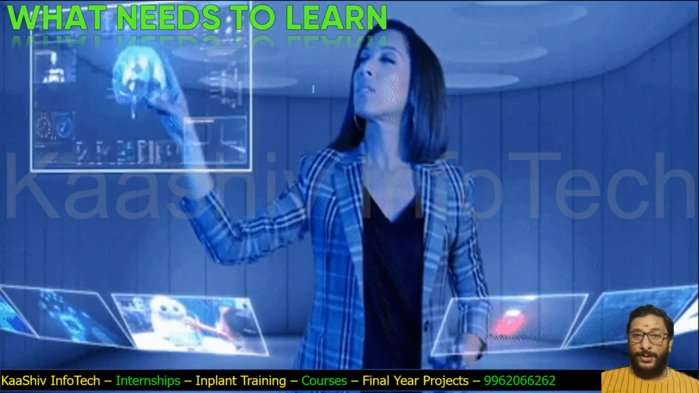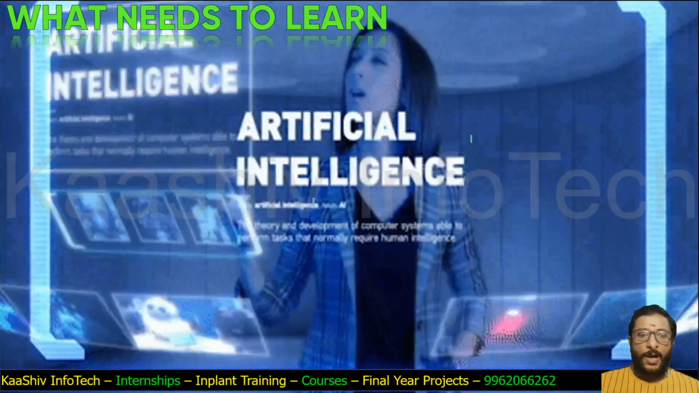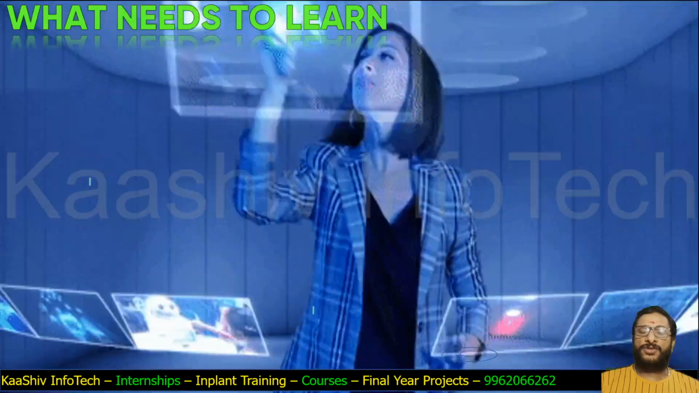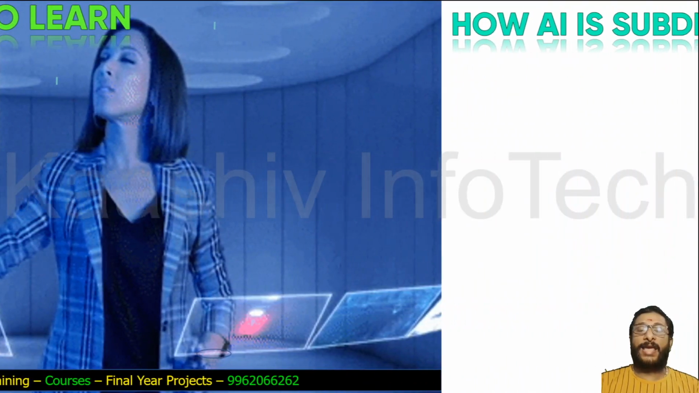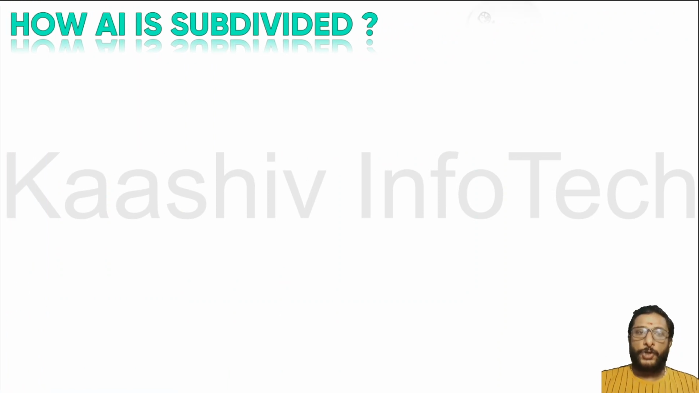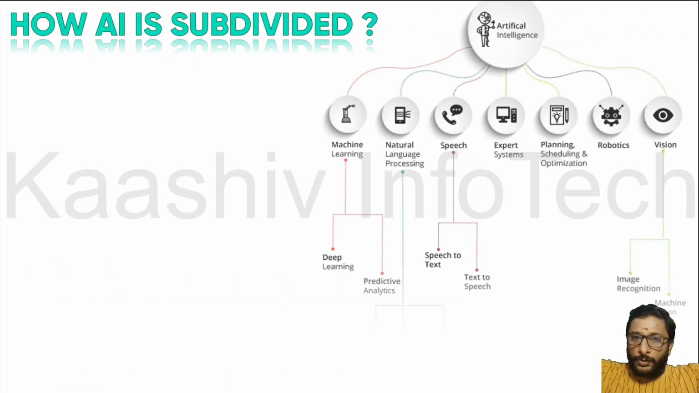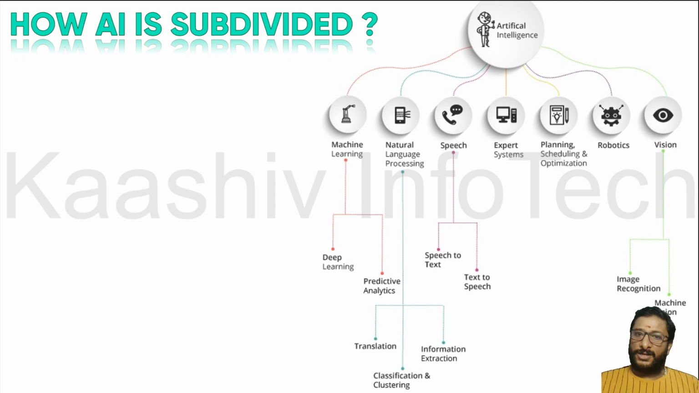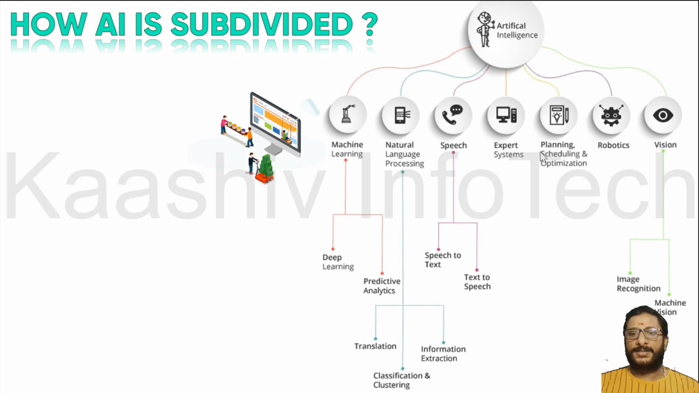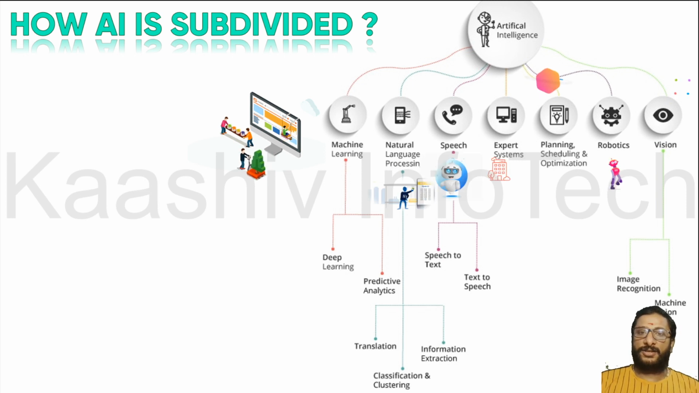So now let's talk about the final area, that is artificial intelligence. What do I need to learn in artificial intelligence? As I told you, embedding human intelligence, technological knowledge, into computers or machines is called artificial intelligence. Under artificial intelligence, you have multiple areas like machine learning, NLP, speech recognition, expert systems, planning and scheduling and optimization, robotics and vision. Under that we have sub areas too. This consolidated box is called artificial intelligence.